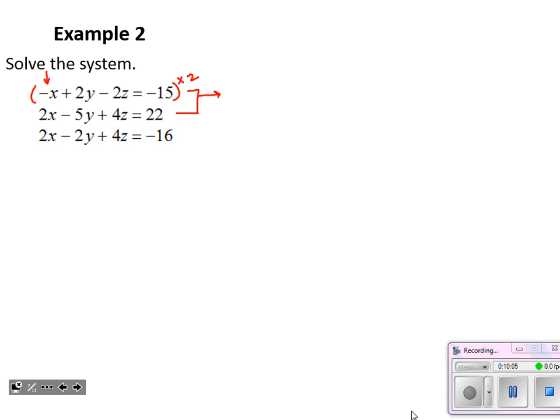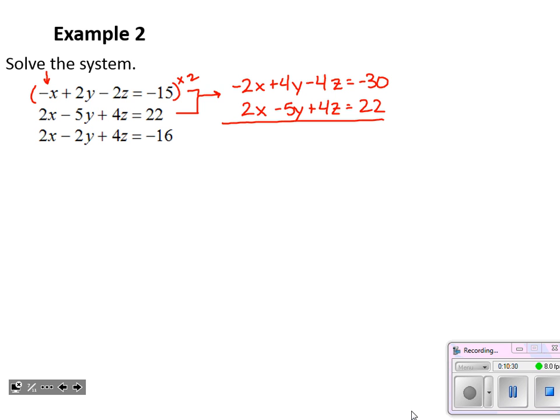Now, working with those two, I have negative 2x plus 4y minus 4z equals negative 30. And then the second equation, I'm leaving that one alone. 2x minus 5y plus 4z equals 22. Okay, this will lead me to one of those boxed equations that has only two variables in it.